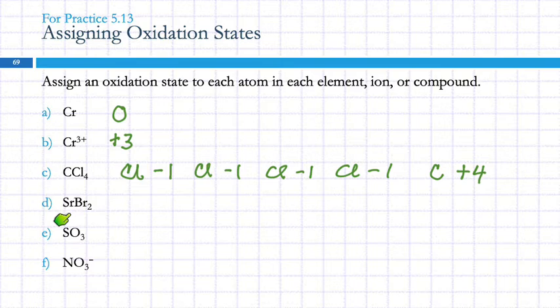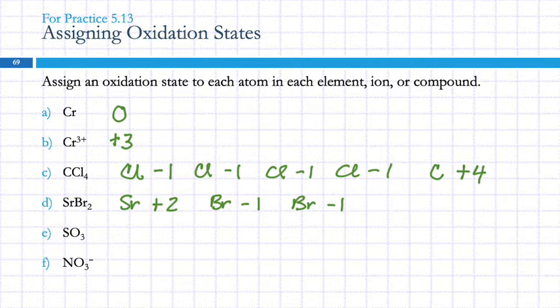SrBr2. Do we have a metal in there? Yeah. So the metal's an ion. What's the charge on the strontium ion? +2. So strontium is going to have a +2 oxidation state. The strontium is +2. There's 2 bromines. What are they going to be? -1. And just like their charges, the oxidation states add to 0.